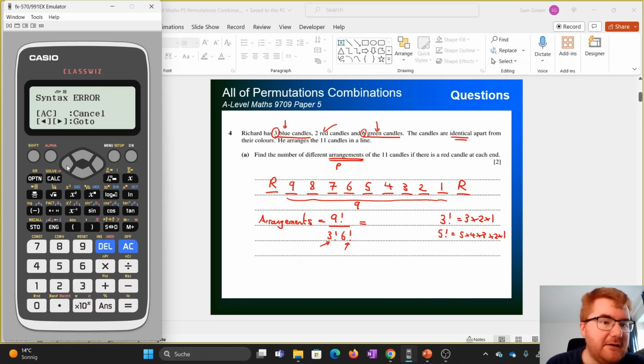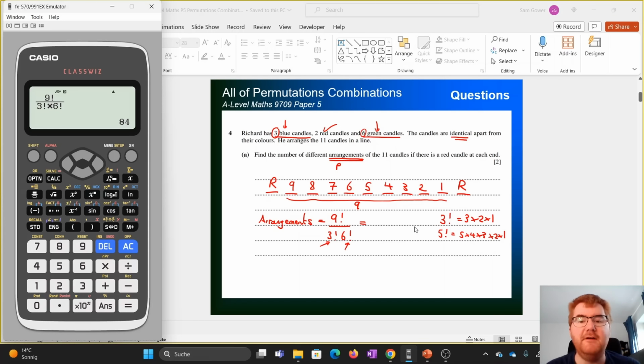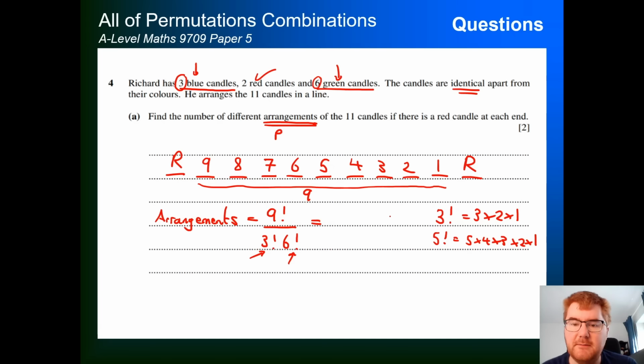So if I go back, what did we do wrong here? We need to make sure that we have a times in the middle. Now we get our final answer here of 84. So we pop that in and we have 84 different arrangements. You have to be very careful with language in these stats papers.